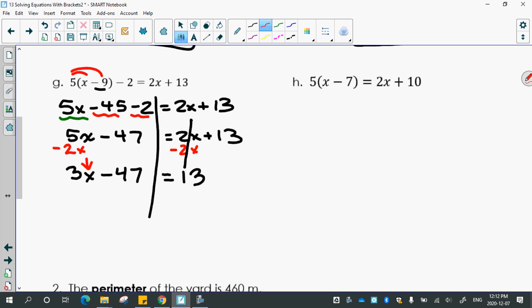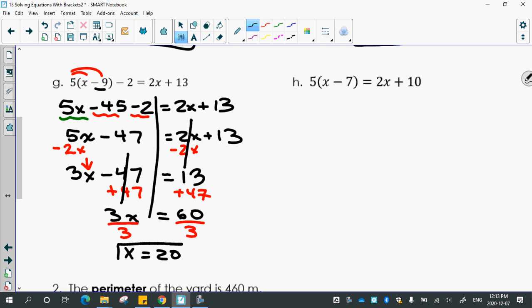So now your x is only in one spot. You want to use reverse BEDMAS to get x by itself. So you want to undo subtract 47 by adding 47. 0 pair. 60 is 13 plus 47. Divide by 3. And you get x equaling 20.